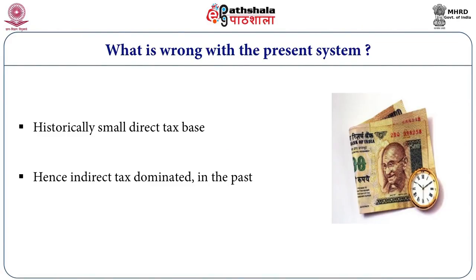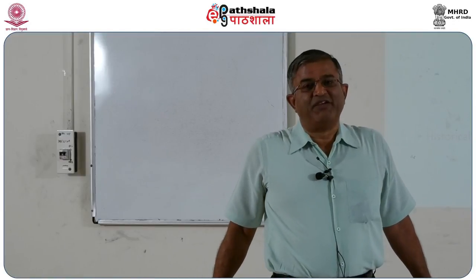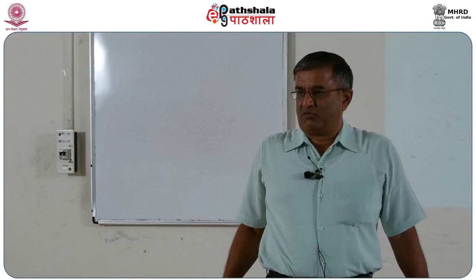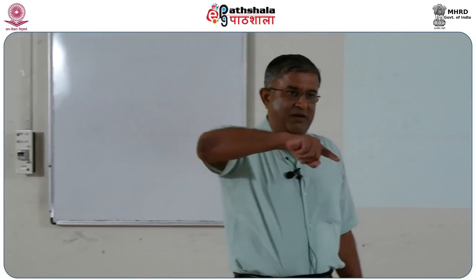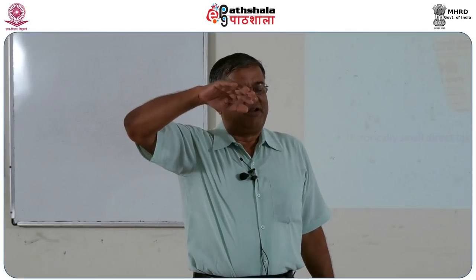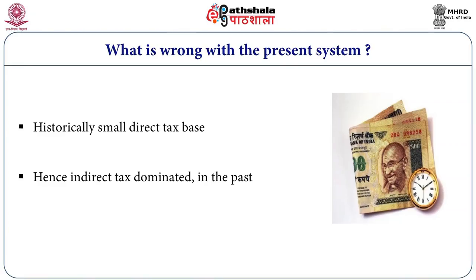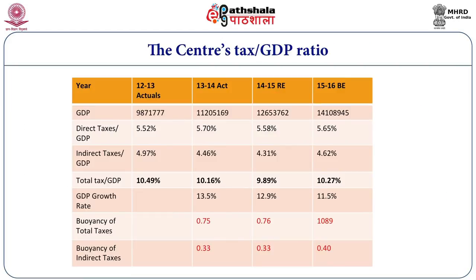We have a small direct tax base, and it is very easy to levy indirect tax, but it is very wrong to levy indirect taxes, because indirect taxes are what is called regressive. If I increase the rate of GST, the poor man pays, the rich man pays. If I increase the rate of income tax, only the rich man pays. So historically we have a small direct tax base, and the system has been dominated by indirect tax. These are numbers, you can't see much of it, but I just want to show that direct taxes to GDP is 5.65, indirect taxes 4.62.